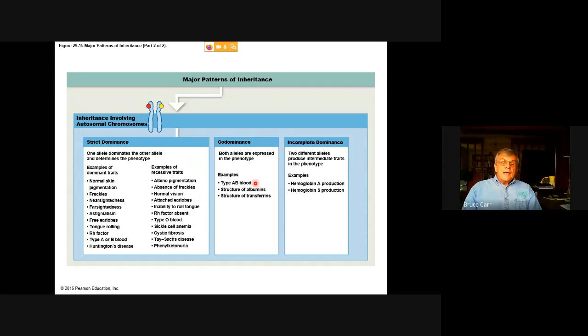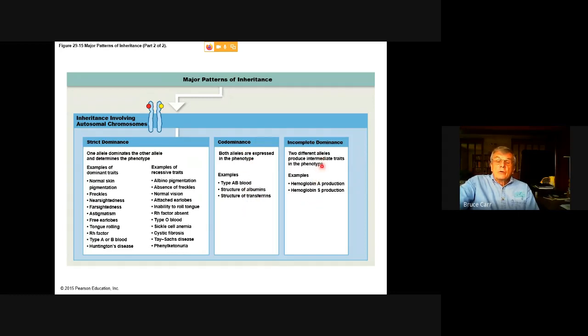AA and AO both are type A blood. That means A is dominant to O. BB and BO are both type B blood. That means B is dominant to O. But AB gives you a new blood type, type AB. Also, we notice a couple of biochemical traits. The blood proteins we called albumins and some of the transferins all show this codominant effect.